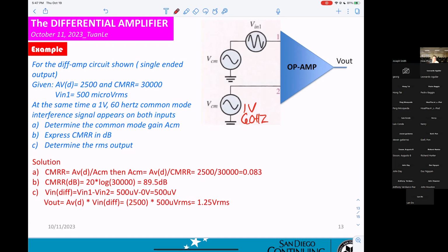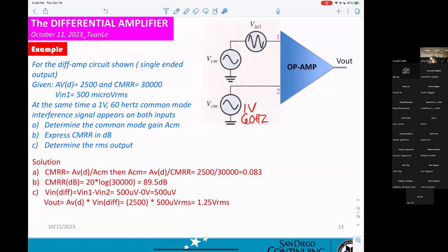It goes to both input 1 and 2. So you see your signal is only 500 microvolts. See that? Only 500 microvolts. And now you get 1 volt in here, then your signal is really buried inside that one. You cannot see your signal. Okay?